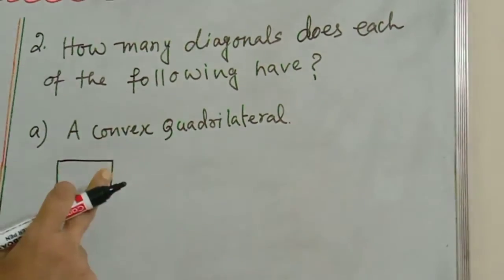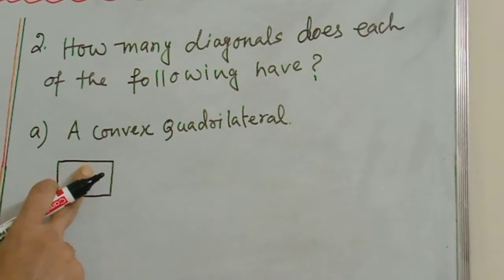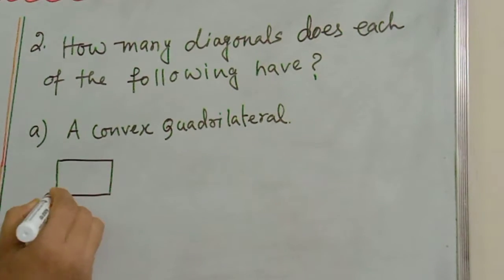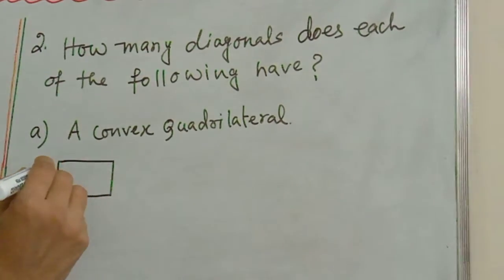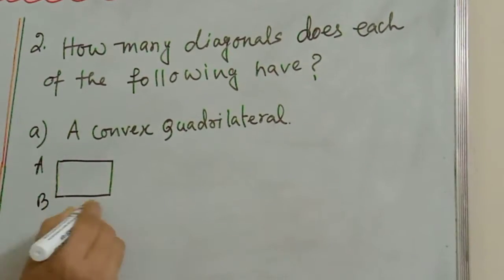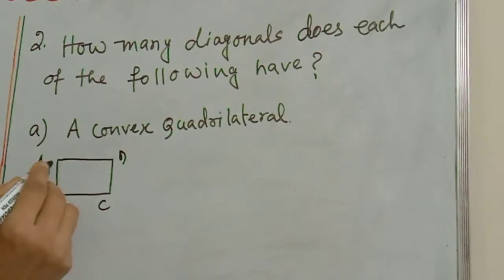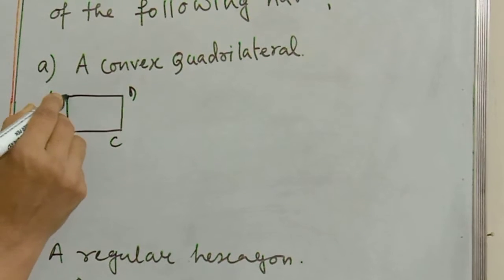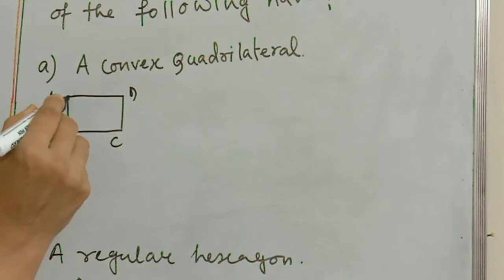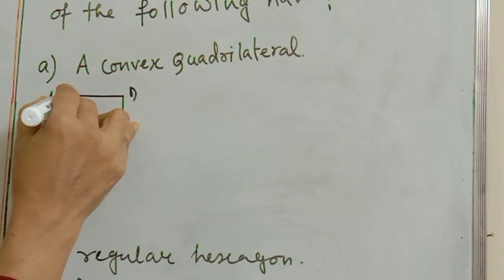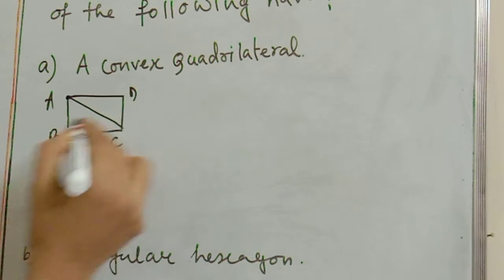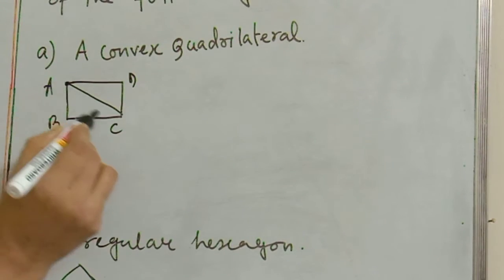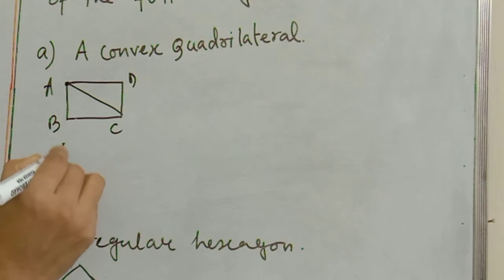Now come to the next question. How many diagonals does each of the following have? It is a convex quadrilateral. See, a convex quadrilateral, it is a rectangle or parallelogram, whatever you can say. Say it is ABCD. Now, you know that when we draw a diagonal, we will not take consecutive vertices. Only the line segment joining non-consecutive vertices is a diagonal. So for vertex A, AC is the only diagonal.